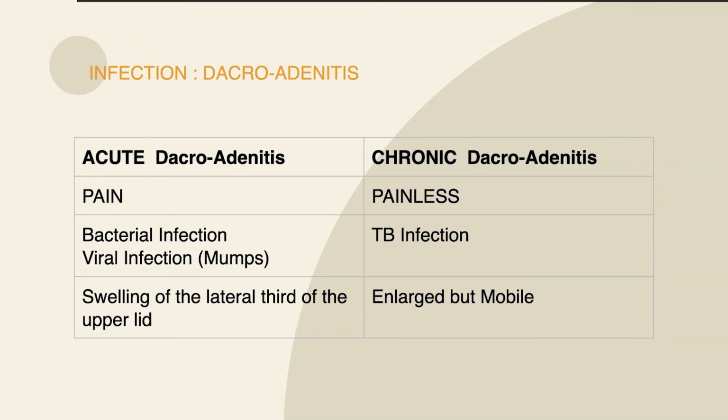So, for the clinical features, the most distinctive way to determine the difference between the two types of dacryoadenitis is the presence of pain. In acute, there will be pain and discomfort. And in chronic, it will be painless. The characteristic of dacryoadenitis, whether acute or chronic, is the presence of an S-shaped curve in the eyelid.